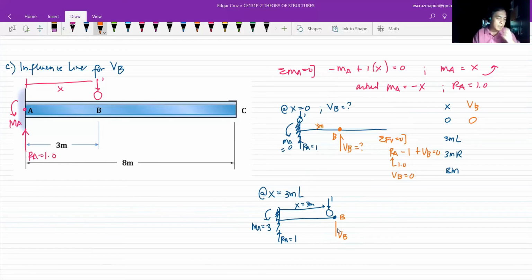Actually, it would be, let's say, pataas. Sige. Then when we sum the forces, vertical equal to 0: the RA pataas, then the unit load, 1, pababa, then the shear at B, pataas, equal to 0. What is RA? Diba, our RA is equal to 1? So, 1 minus 1, therefore the shear at B would be equal to 0. So, isipin, 0 din to.